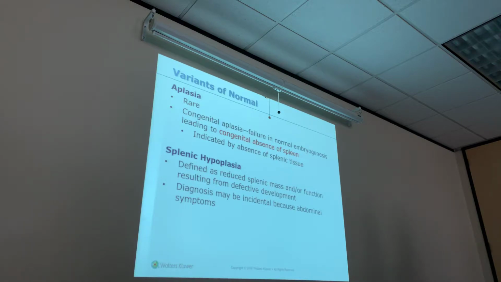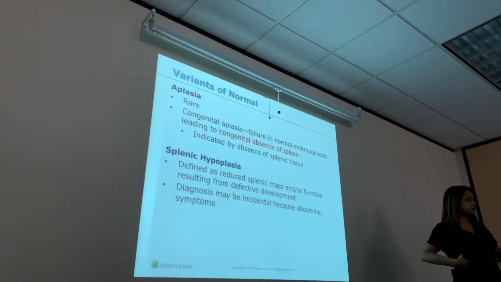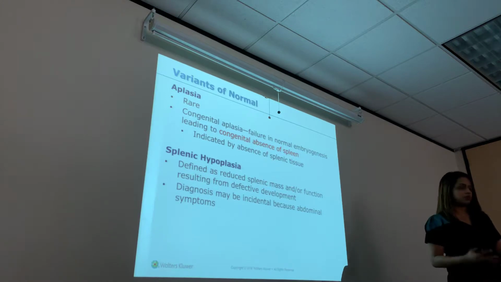Which is also rare, but a lot of times, if you're scanning in this area and you don't see the spleen, you always have to check elsewhere because it could be somewhere else. Normally it's supposed to be here, but if it's not, you usually check maybe in the pelvic area. Same thing with the kidney. It's supposed to be here, but a lot of times if they've had a kidney transplant, it'll be in the pelvic area. Or sometimes that's what they were born with.